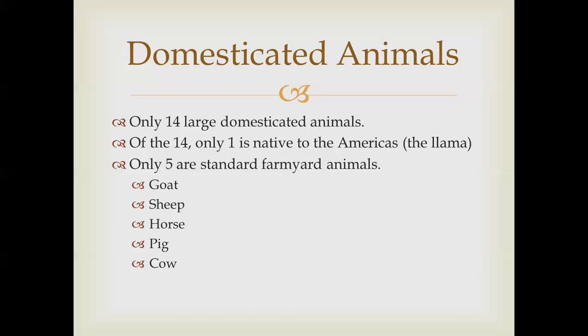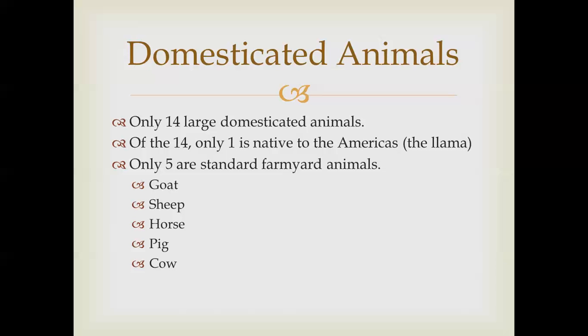Of these 14 large domesticated animals, and when we say large domesticated animals, these are animals that have been not just tamed, but raised in mass for the purposes of hauling goods, for food, for multiple purposes. Of these 14, only 5 are standard farmyard animals: the goat, sheep, horse, pig, and cow. None of which can be found in the Americas.